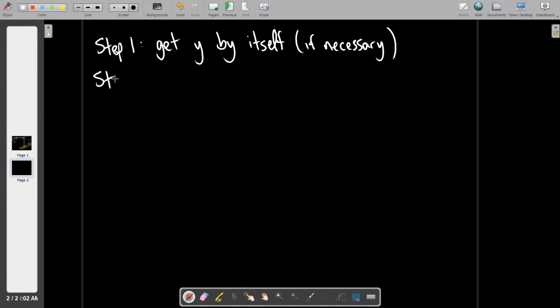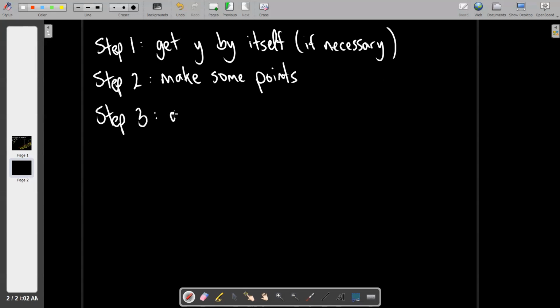And then step 2, I'm not going to say graph the line. I'm going to say make some points. And you know how to do that. You've done that 100 times with y equals mx plus b, right? You know where to start. You know how to do slope, I presume. Step 3 is going to be to graph the line.